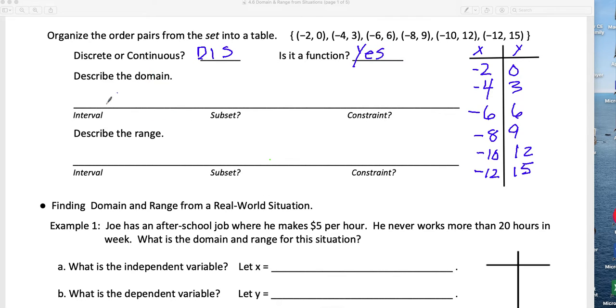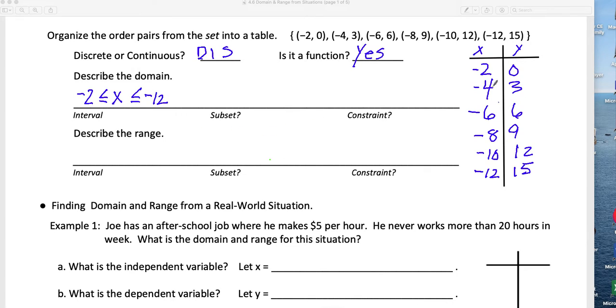Okay, now we're going to use interval notation to describe the domain. We're going to say what subset of numbers it is because it is not all real numbers. And we're going to see if we have a constraint. So my domain starts with -2. And it includes -2, so it's going to be less than or equal to. That's why you have to organize it from least to greatest. It's a domain, so it's X's. And I end here at -12. That's my last value, and it includes -12.